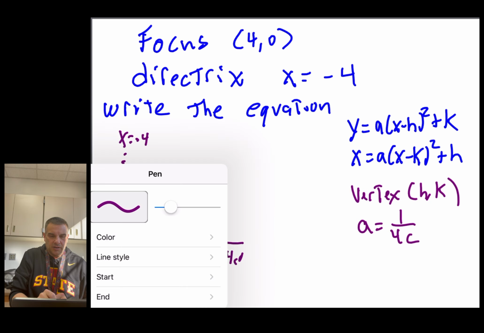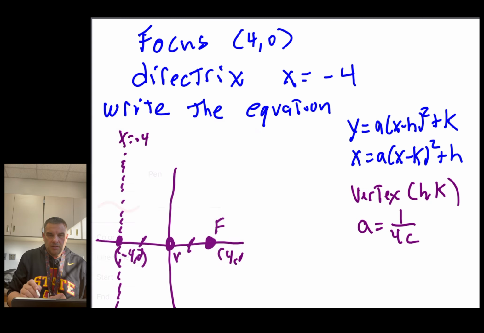The distance from the line of directrix to the vertex, or the vertex to the focus, that was our C value. So we know that distance now. That distance is going to be 4.